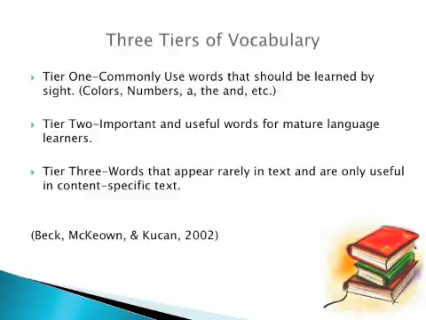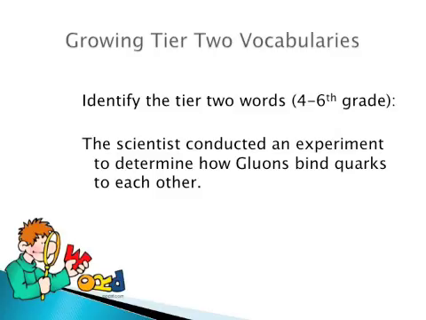The second tier of vocabulary is made up of words that are necessary and used with high frequency. This is the word base that we want to grow for our struggling readers. There are an estimated 7,000 words in this tier. The third tier of vocabulary consists of words that are directly connected to a content. So they are content-specific words.